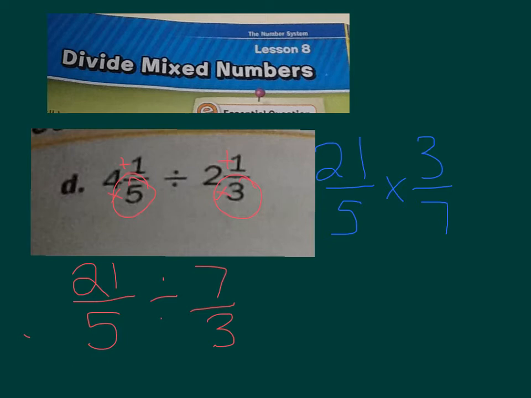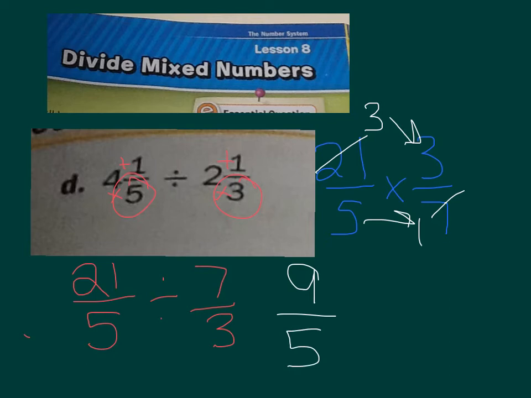Can I simplify any of these? Well, I know I can simplify the 21 and 7. 7 goes into both of those. 7 divided by 7 is 1, and 21 divided by 7 is 3. Can't simplify any more, so I can multiply. 3 times 3 is 9. And 5 times 1 is 5. So I'm left with 9/5 when I simplify and multiply.